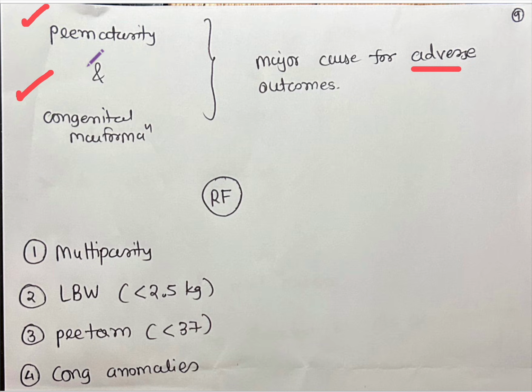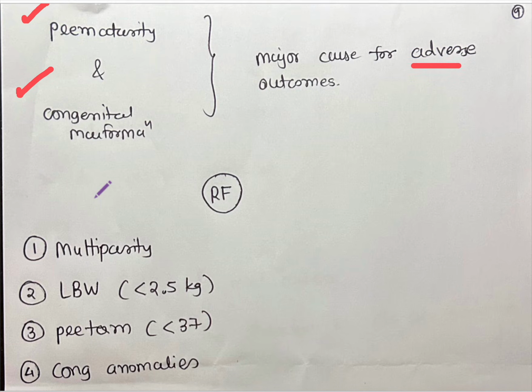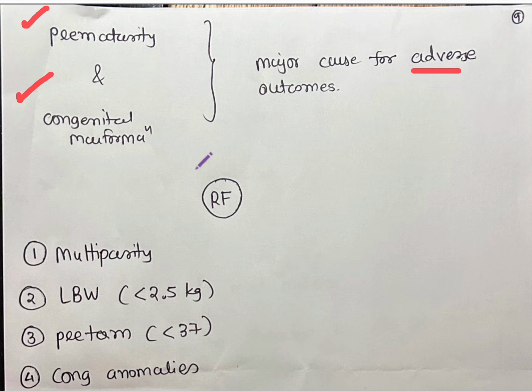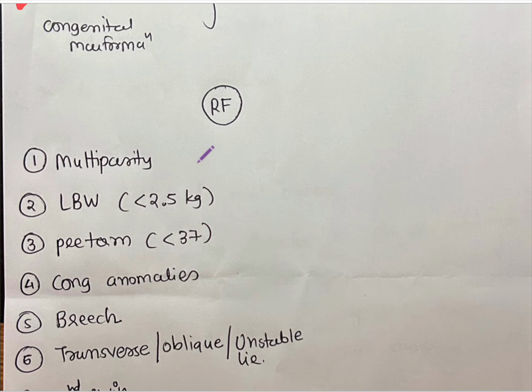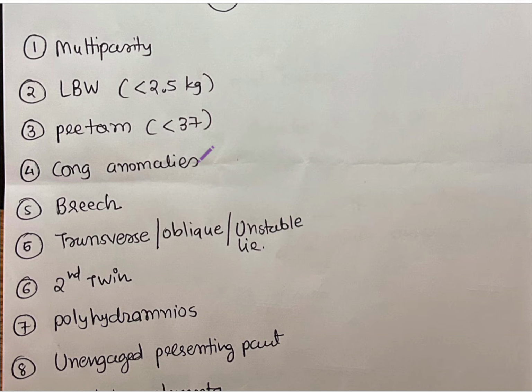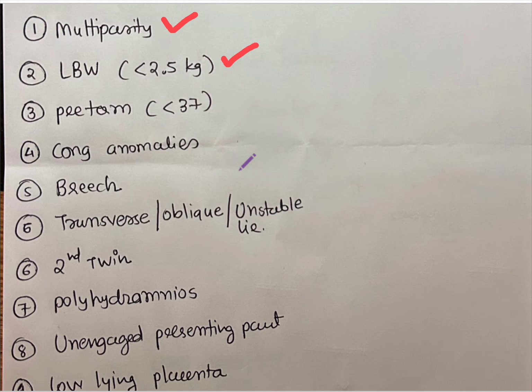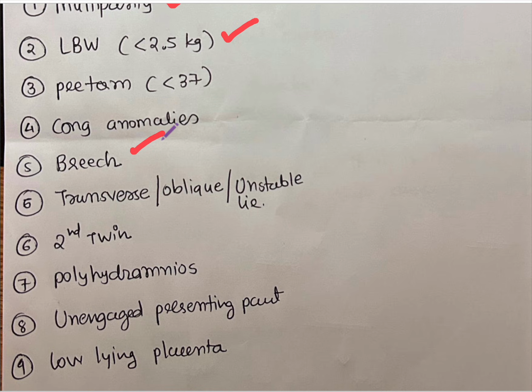So now prematurity and congenital malformation are the most prominent associations with cord prolapse, right? When the baby is premature, less than 37 weeks, or the baby has a congenital malformation, the risk of cord prolapse is high. Now the other risk factors, as a list: multiparity. When the lady is a grand multipara, there is a chance of cord prolapse. Low birth weight, less than 2.5 kg or 2500 grams. Preterm baby, less than 37 weeks. Baby with a congenital malformation, of course. Breech presentation, transverse lie, oblique lie, unstable lie.